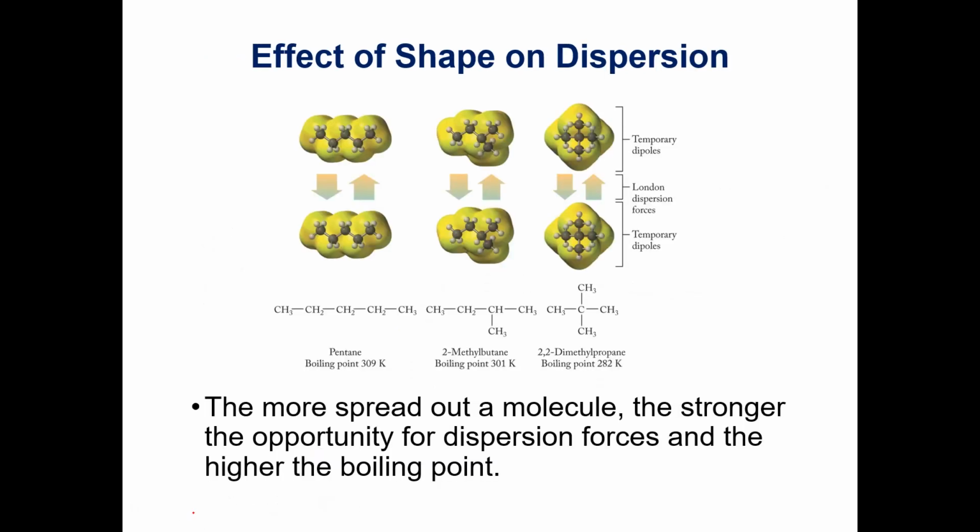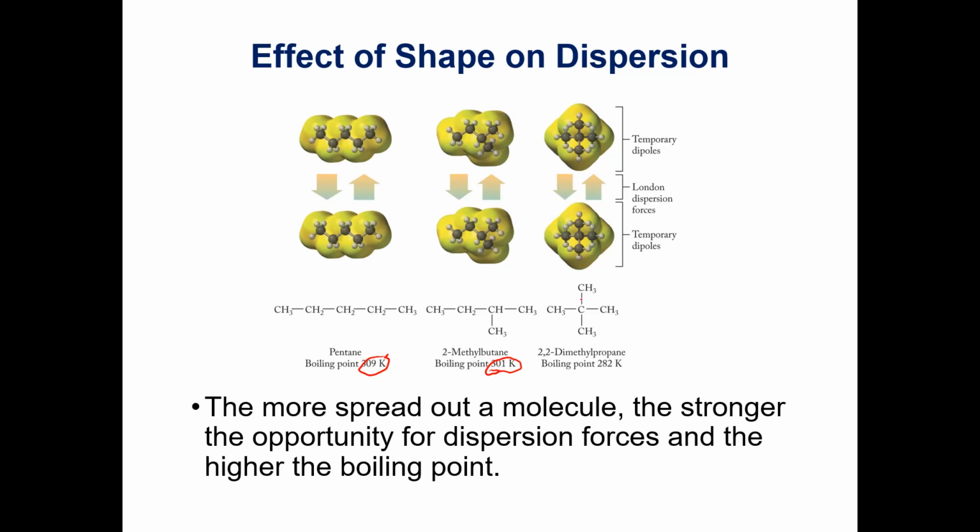If we look at the effective shape, if we look at a linear molecule here, so if we look at pentane, for example, which is linear, the boiling point is 309 Kelvin. Look at what happens when we add just one branch. So we've still got 5 carbons, but there's one branched off instead of being part of the chain. We drop to 301 Kelvin, so not too much of a drop yet.